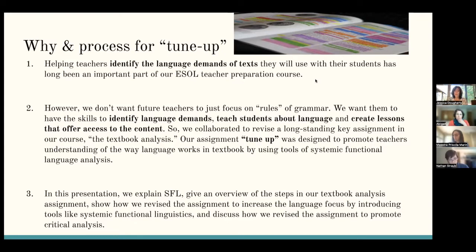My colleague was going to talk a little bit about SFL and give an overview of our steps in the textbook analysis, but I will move on. Abigail, any word?